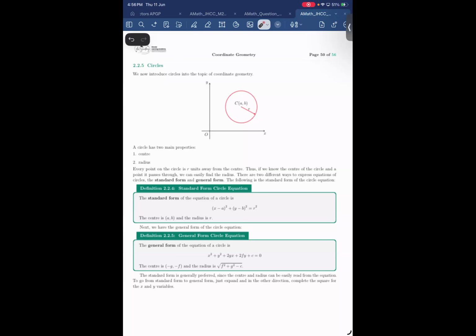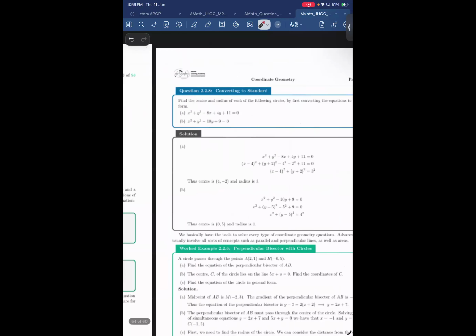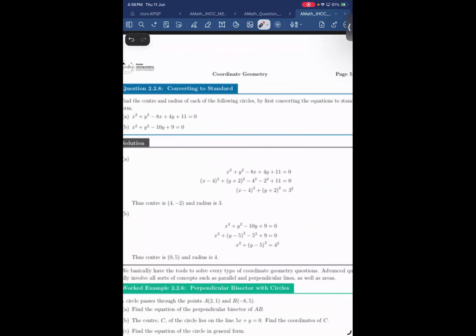To go from general form to standard form, you complete the square for x and y. I think there's an example later. You combine the x and the x squared together, and the y and the y squared together, then you complete the square for each. Then the remaining constant, you just move over to the right side. It will be some number squared. So an example for A, you can see here.